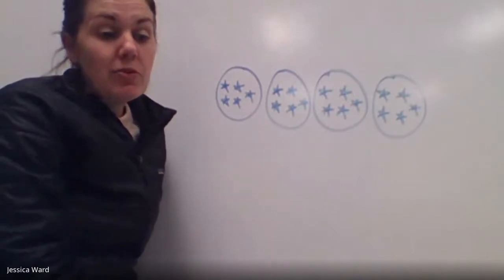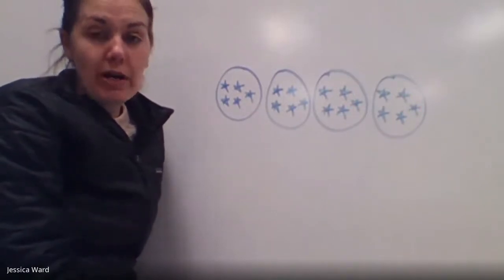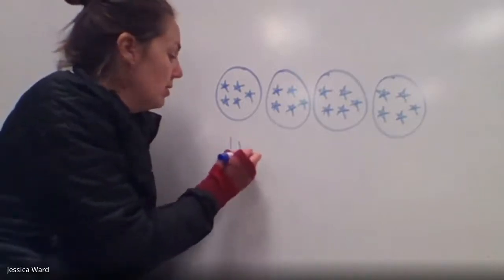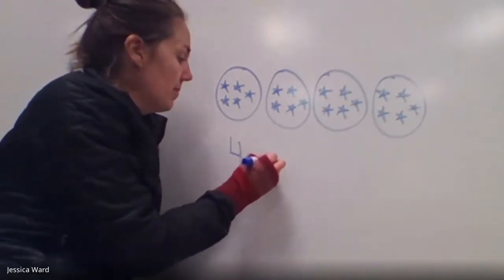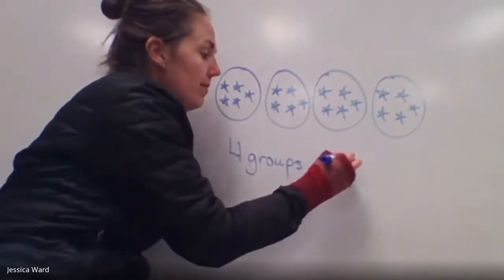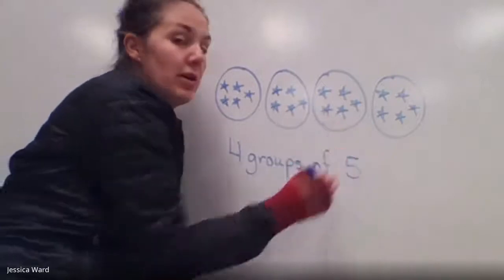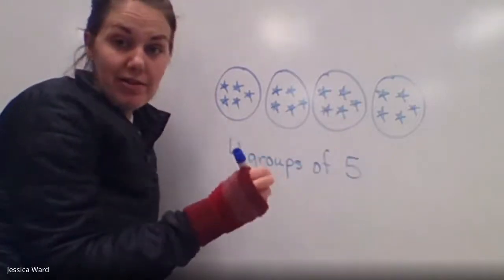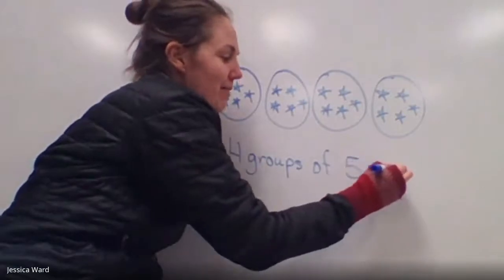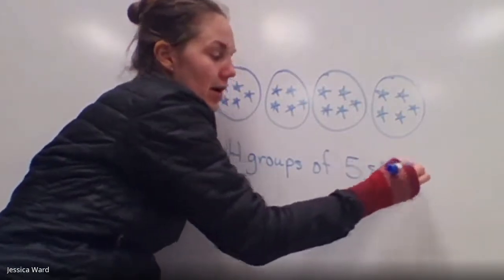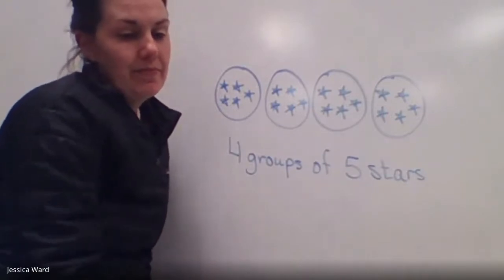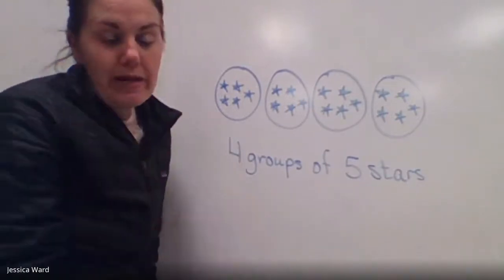Now for B, it says use words to describe your drawing of 4 times 5. So we would say we have 4 groups of 5. I drew stars. If you drew something other than stars, then label it with what you drew a picture of. So I have 4 groups of 5 stars. Okay.